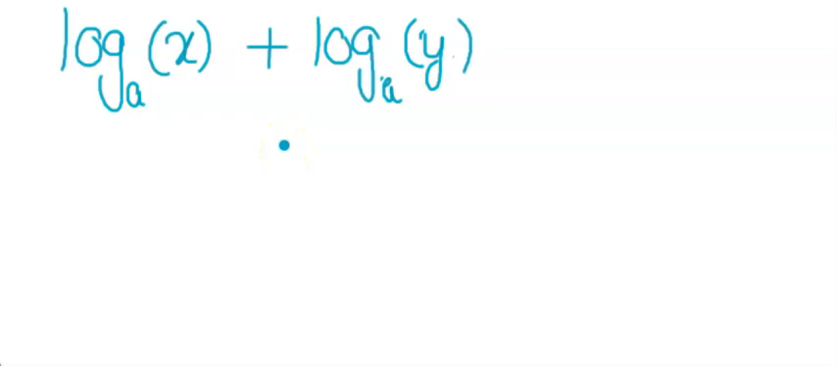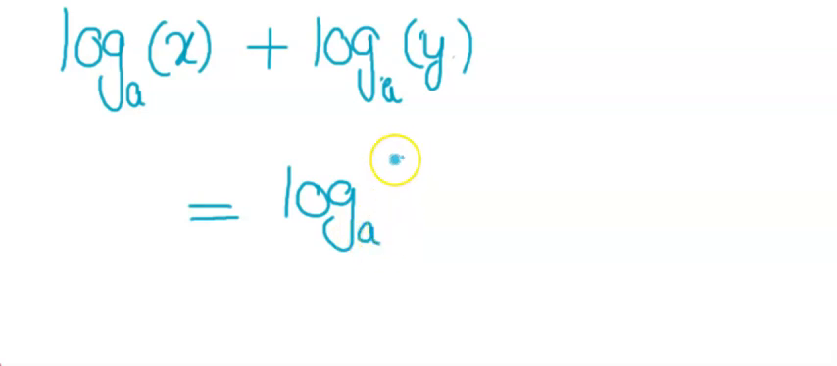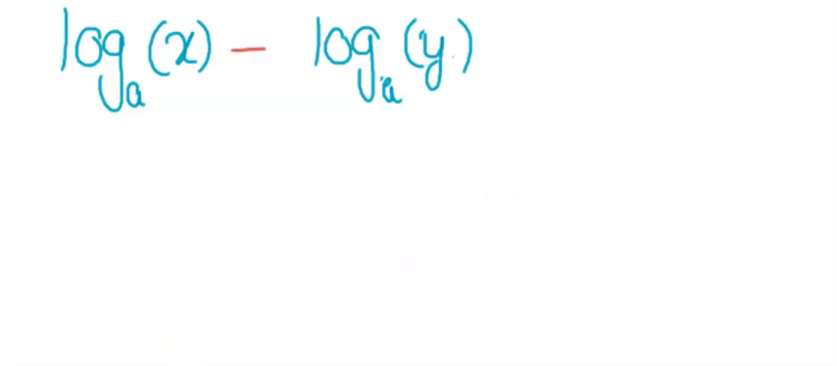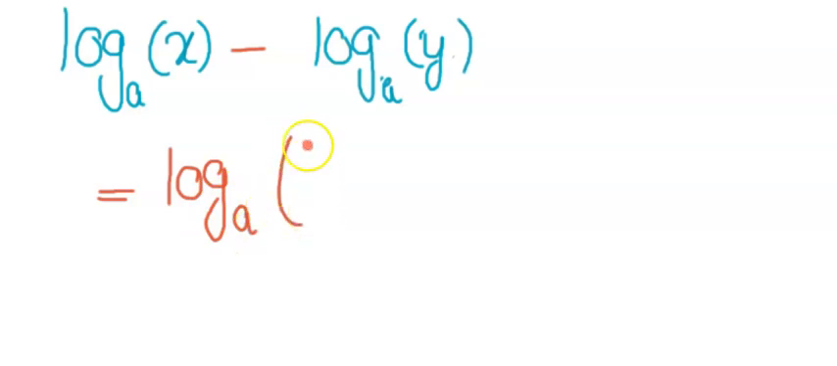If I want to write this as a single log, the rule is that if two logs are being added and they have the same base, you can write them as a multiplication: x times y. The dot here represents multiplication. If the logs are subtracting, you are taking away the log. For that, they also have to be the same base. You use a similar principle: log base a of x over y. You divide. Yeah, that's the rule.